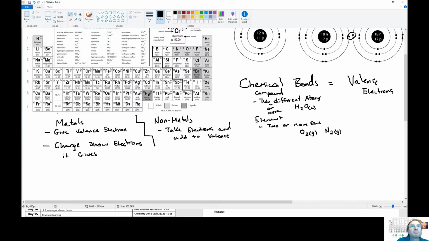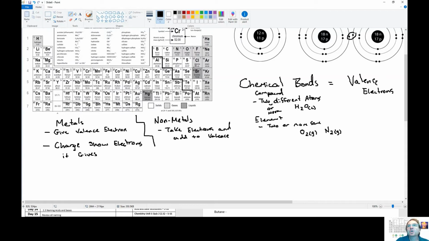For example, sodium 1 plus, or plus 1, gives away 1 electron. Iron, the most common form of iron, gives away 3. There are some forms of iron that give away 2 electrons. So some of these are multivalent. They have 2 different styles of basically iron. It looks exactly like iron, but some of them only give away 2 electrons. For example, aluminum, 3 plus, so it gives away 3 electrons.